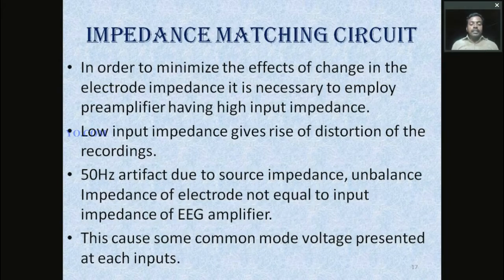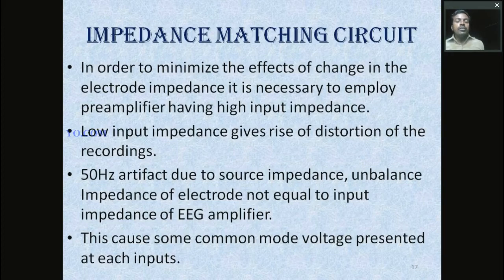That 50 hertz artifact will affect the impedance, and the unbalanced impedance of the electrode, not equal to the input impedance of the ECG amplifier, also affects the entire performance. This causes some common mode voltage to be present in each input. So if the impedances are not properly matched, that will create some common mode voltage, and that common mode voltage affects the performance of our biological signal.